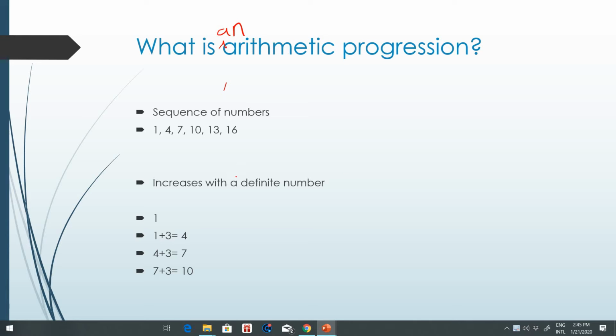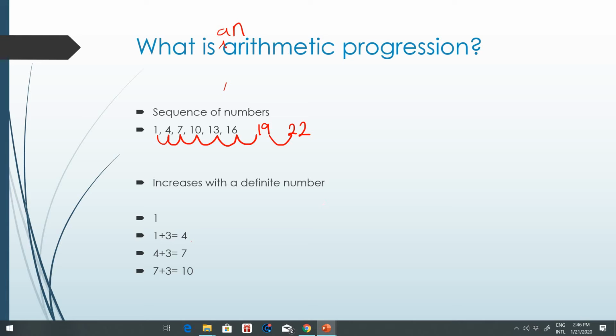So we have 1, 4, 7, 10, 13, 16, and the sequence increases by a definite number. The number doesn't change. 1 plus 3 is 4, 4 plus 3 is 7, 7 plus 3 is 10, and there we have it. The next number obviously will be 19, and then 19 plus 3 is 22.